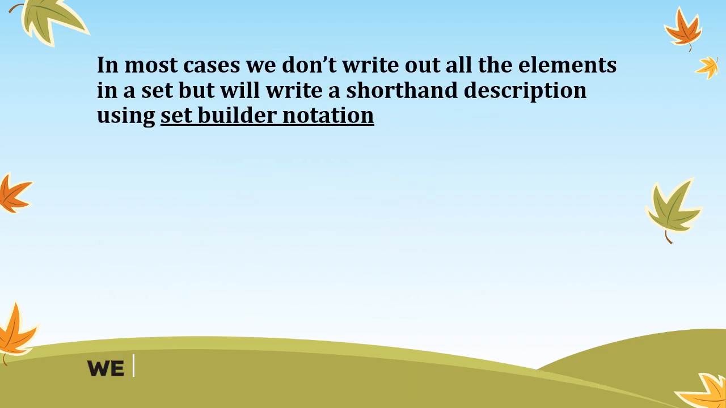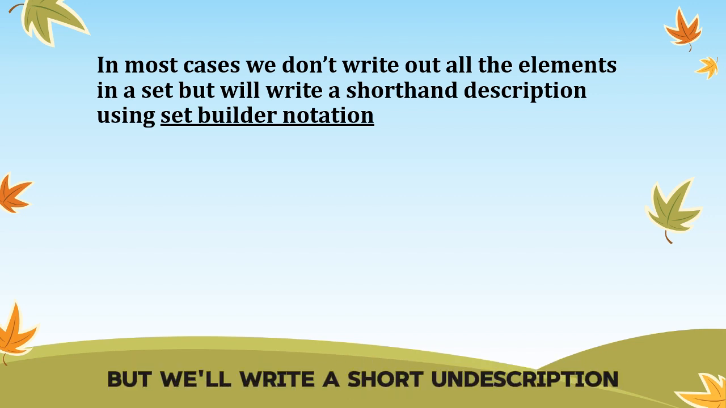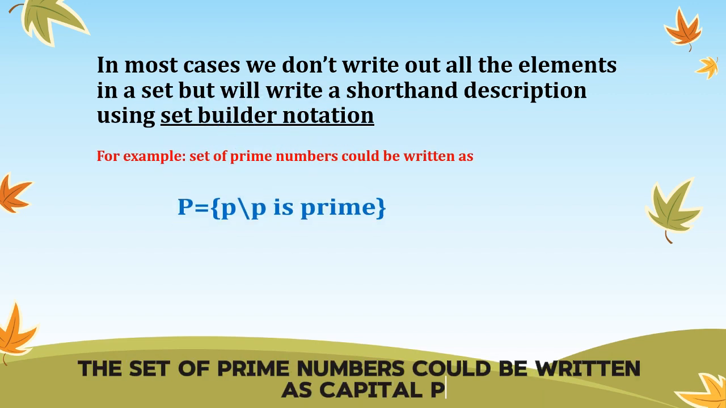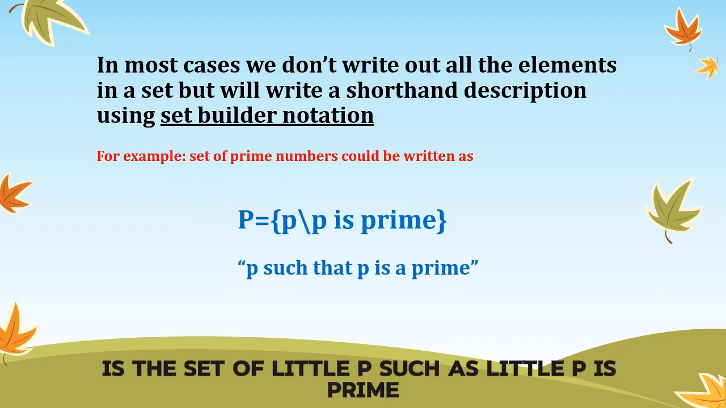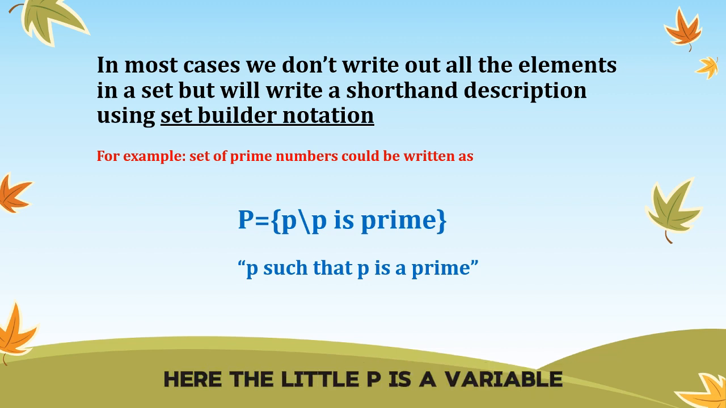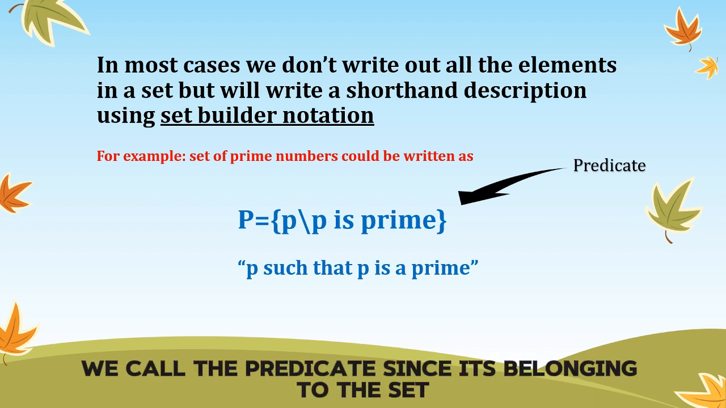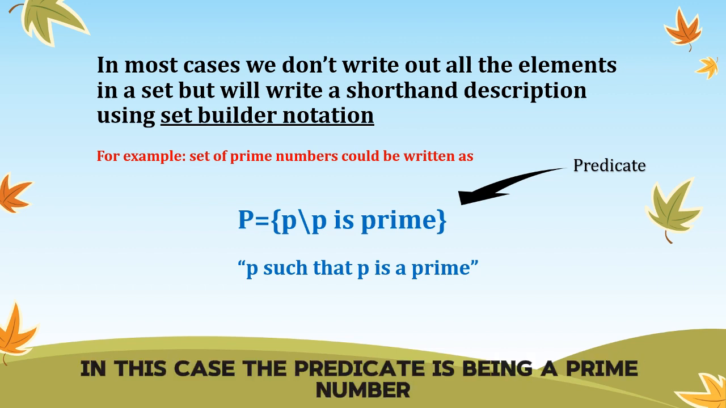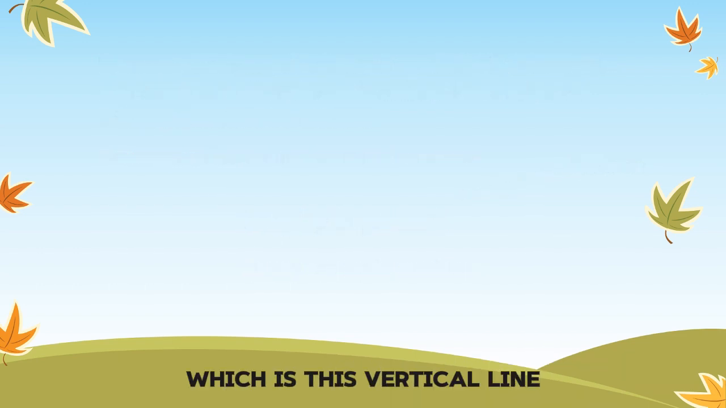In most cases, we don't write out all the elements in a set, but we'll write a shorthand description using something called set builder notation. For example, the set of prime numbers could be written as capital P is the set of little p such that little p is prime. Here the little p is a variable which must satisfy some criterion we call the predicate, since its belonging to the set is predicated on this criterion. In this case, the predicate is being a prime number. Also notice we have a shorthand for the phrase such that, which is this vertical line.